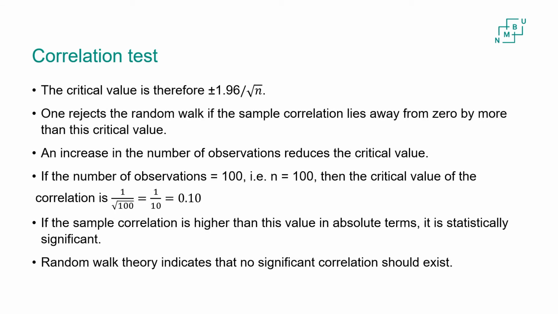Okay, so the critical value is plus minus 1.96 divided by the square root of n. So you see that if n increases, then the bounds will decrease towards 0. So you would reject the random walk if the sample correlation lies away from 0 by more than this critical value. Okay?